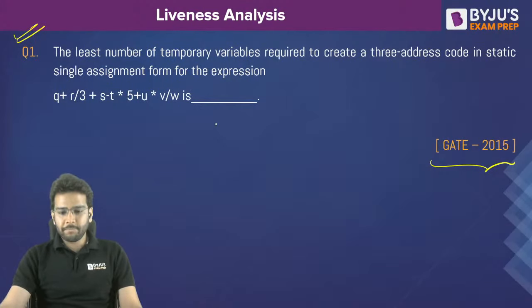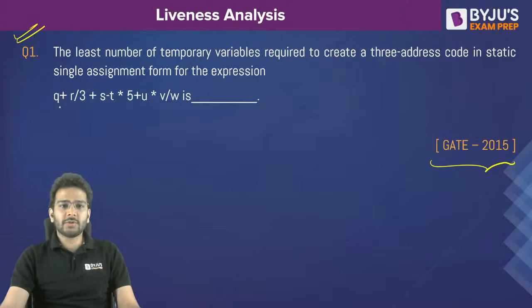Okay. Most of the students are getting 8 as the answer. So let's solve this question. First, we can evaluate R by 3. Then we can try to evaluate T into 5, then U into V, and then we can perform the other operations.